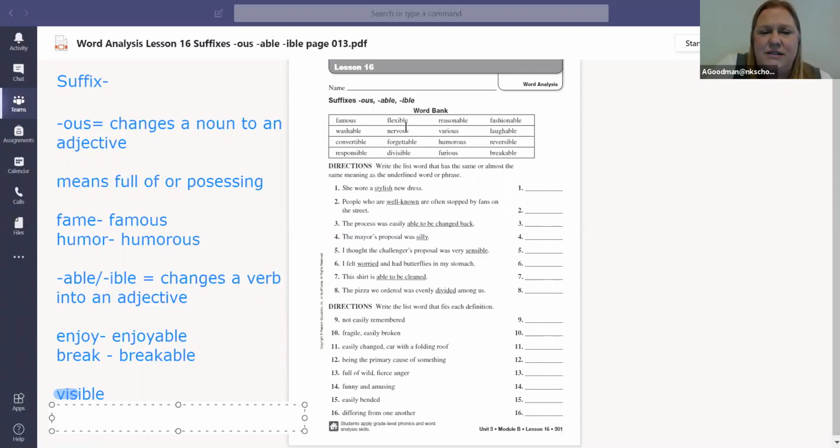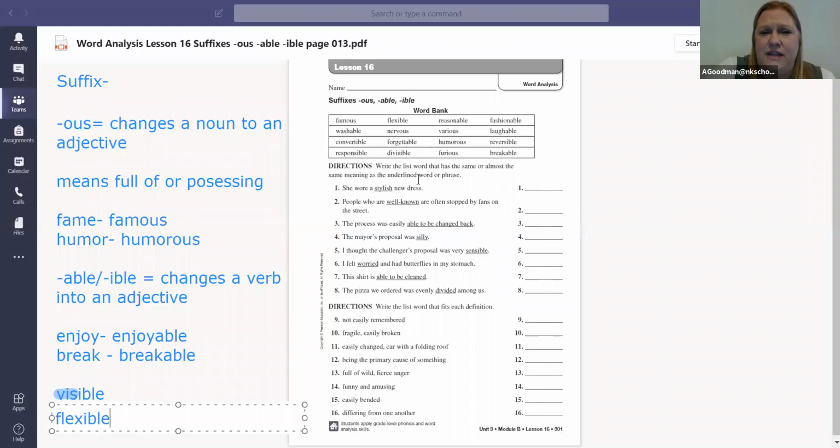And the last one, let's say flexible. That one is something you would say flex. I can flex, or I am flexing my muscles, or my legs. And if you put ible on the end, you are saying that these muscles are able to be flexed. They're flexible. Or I am flexing this iron bar, and so it is flexible, with my power. So ible and able change a verb to an adjective, and it means able to be that verb. And ous changes a noun to an adjective, and it means full of or possessing that noun.